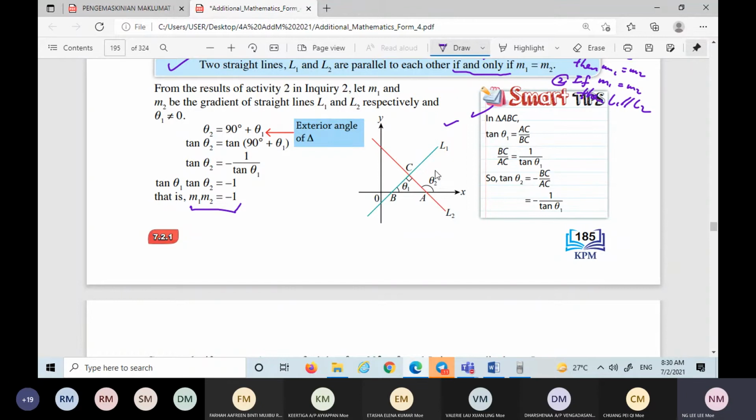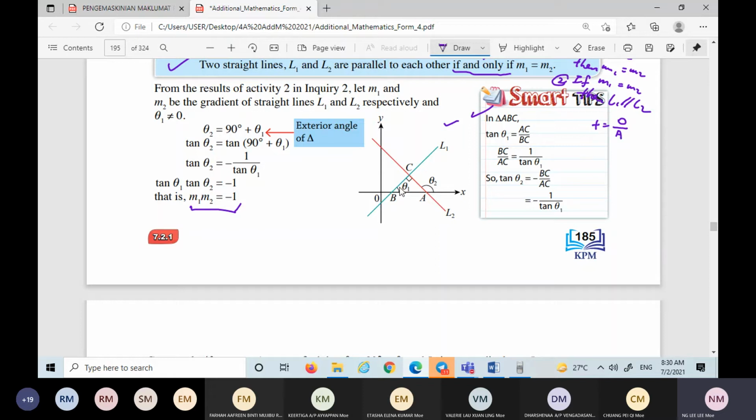Okay, first of all, look at this triangle ABC. Tangent theta 1. Theta 1 is here, and this is 90 degrees. Tangent theta 1, so it is opposite over adjacent.